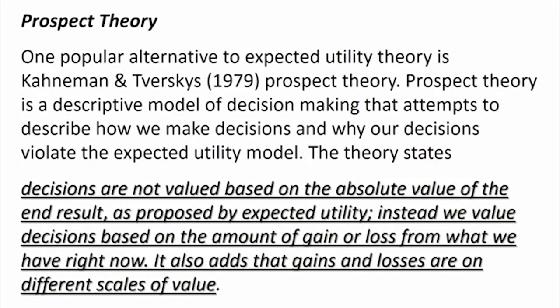So, let us take the example that playing a gamble gives you 10 rupees if you win, and if you lose that gamble, you lose 10 rupees. In terms of expected utility theory, the 10 rupees is the final value, and so that is what the decision criterion should be based on. But we as humans decide differently: the value of 10 rupees is not the same value on which we make decisions.